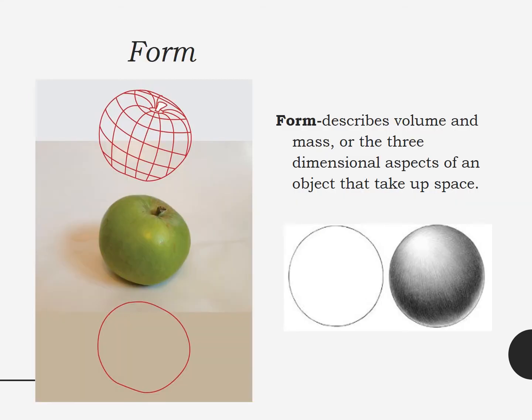Form. Okay, so form describes volume and mass, or the 3-dimensional aspects of an object that takes up space. So sometimes people get these a little confused with shape. So for example, we have this circle here. A circle is a shape. It's 2-dimensional. It's flat. You can't hold a circle. However, its little friend next to it, the sphere, that is a form. It has volume. You could hold a ball in your hand. So like I said, it has height, width, and depth.